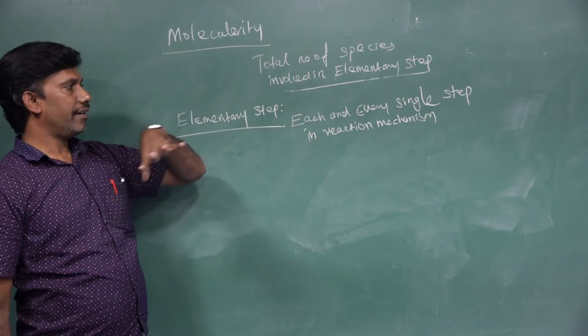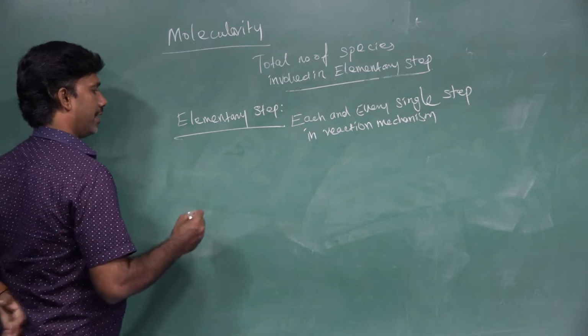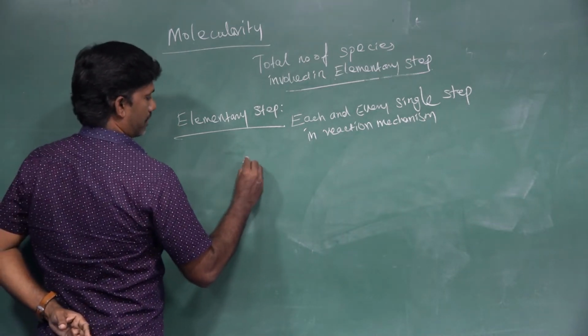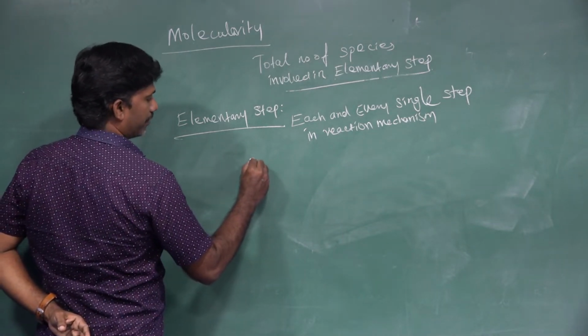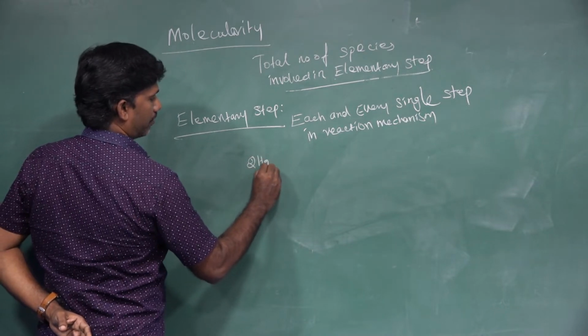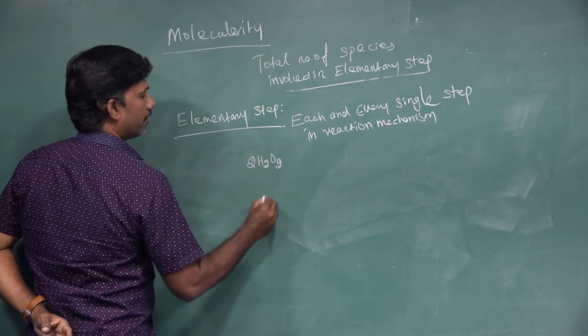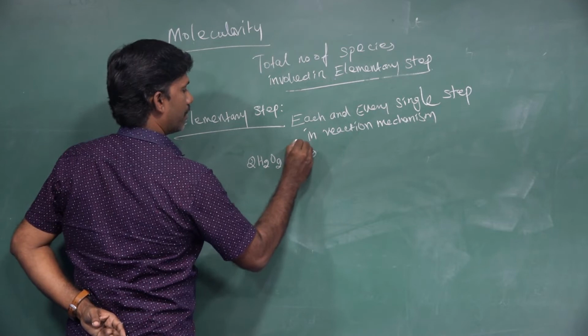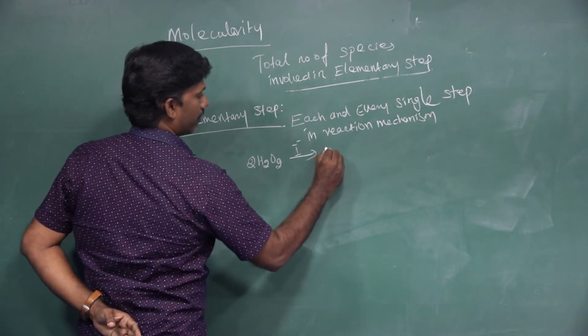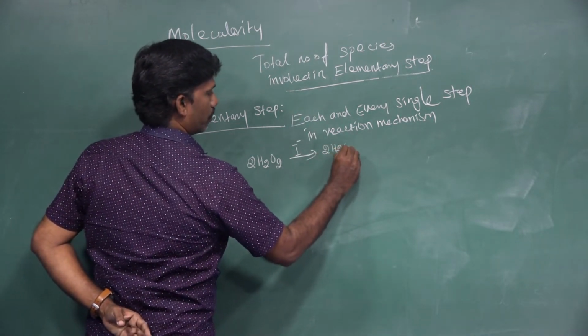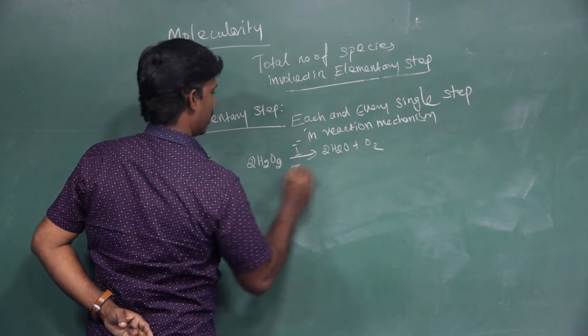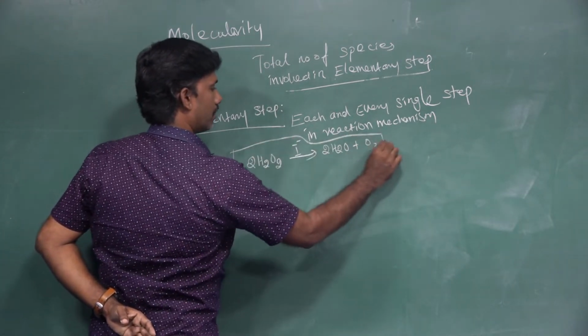Let me take an example for this. We can take the decomposition of peroxide in the presence of iodine. This iodine we can take: 2H2O2 gives 2H2O plus O2. This is a balanced reaction.